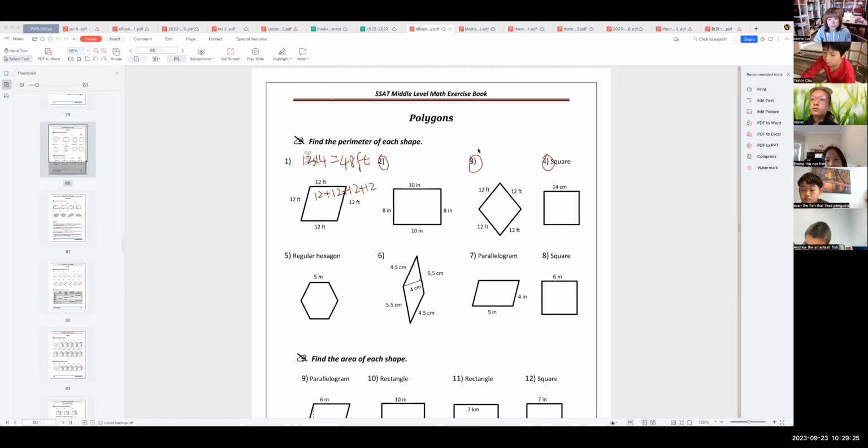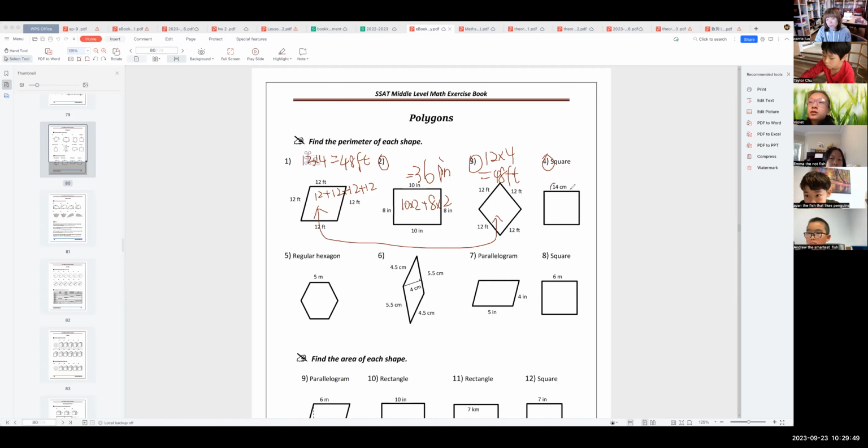Okay, so everybody, the first question, very easy. So 10 times 2 plus 8 times 2 equals 36 inches. Right? Why this time there's no square? Because you just add them, you're not multiplying them. So 12 times 4 equals 48 feet. That's the same thing. Basically, this one and this one are the same shape, they're just in a different position.